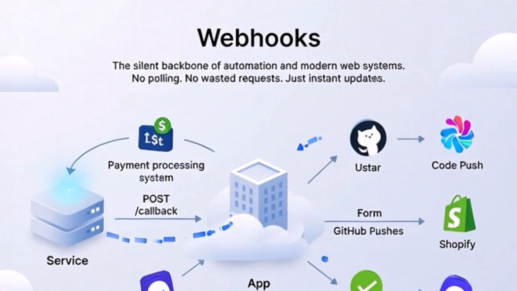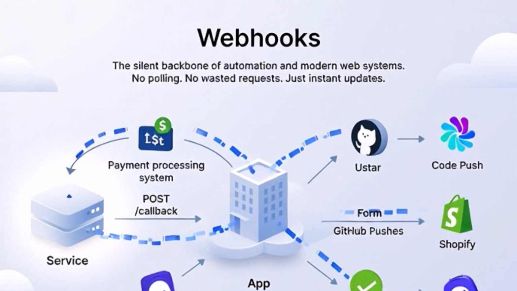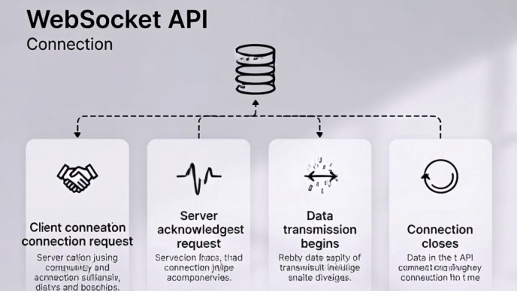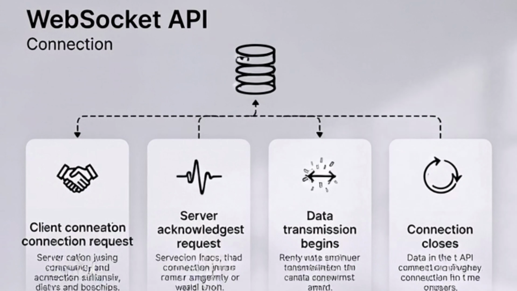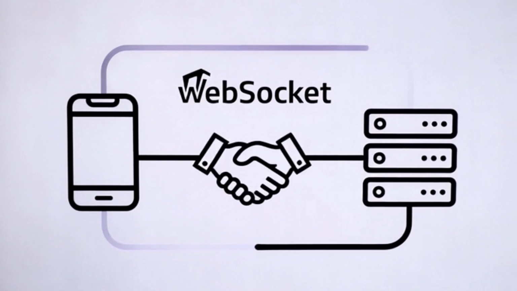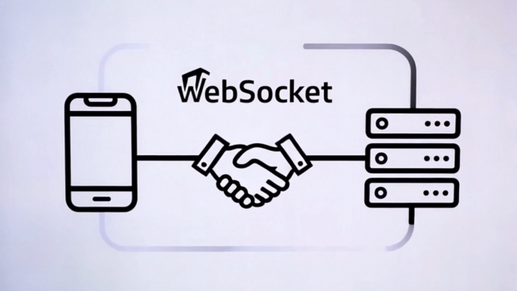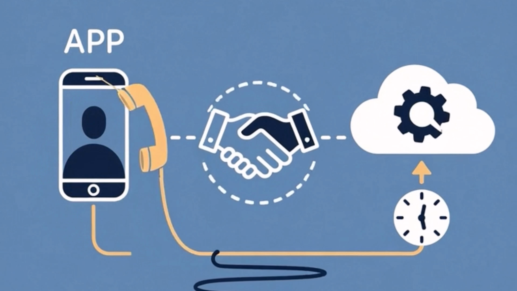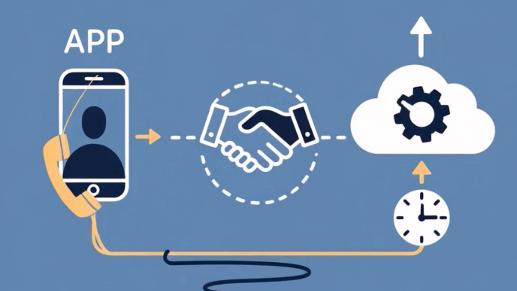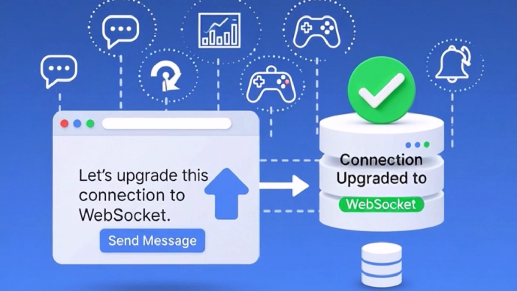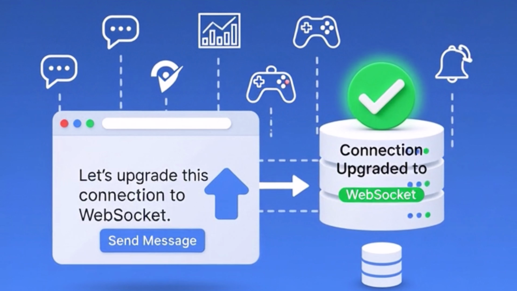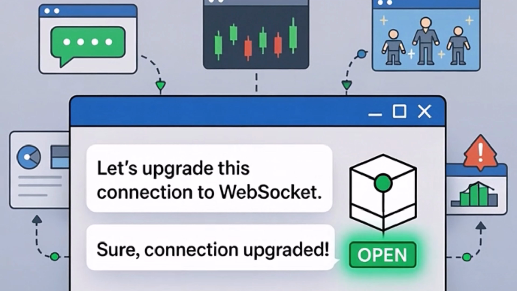Now, let's talk about true real-time communication, which leads to the next types of API, WebSocket API. WebSockets are like opening a permanent phone line between your app and the server. Once connected, both sides can talk anytime. No waiting, no repeated requests. It starts with a handshake. Your browser sends a request saying, let's upgrade this connection to WebSocket. The server agrees, and unlike normal HTTP, WebSockets allow the server to push data instantly.